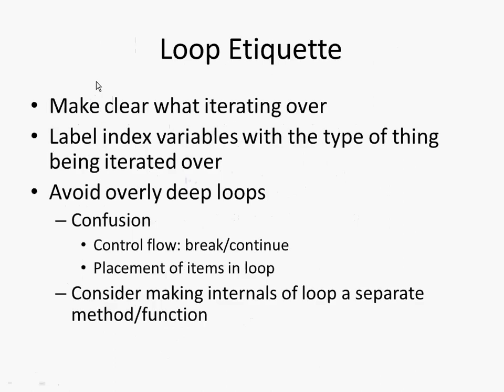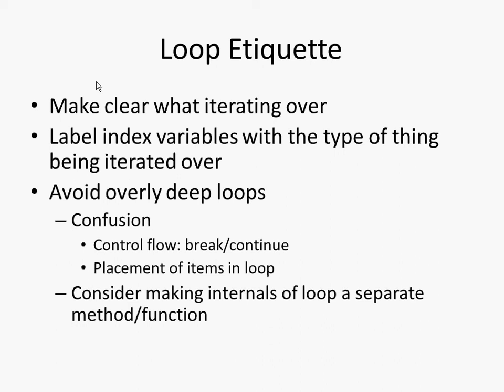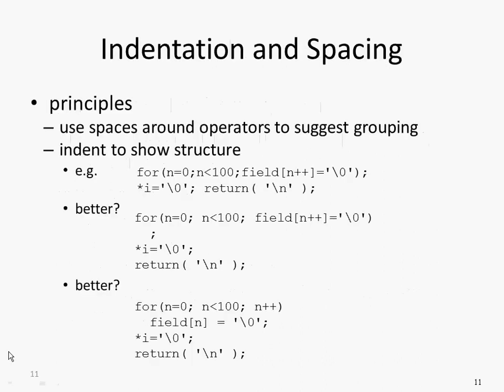So let's go on to a broader discussion of loop etiquette. When we have a loop, we want to make clear what we're iterating over. We typically label these so-called iteration variables according to the type of thing being iterated over. In this case, we've named it N, which is a time-honored name for a count of things.